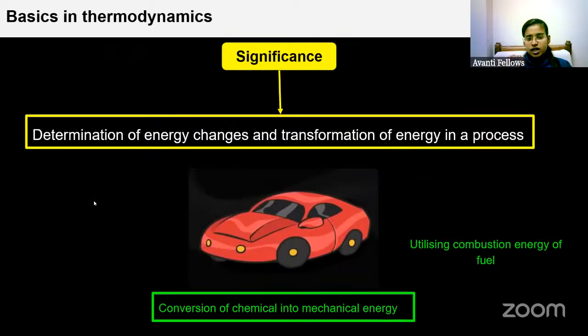So the first significance is the determination of energy change and the transformation of energy in a process. Here in this picture, you are seeing a car. We are putting petrol or diesel into this car, and that is a chemical. That chemical energy is getting converted into mechanical energy, and that's how the car is running. It is utilizing the combustion energy of the fuel.